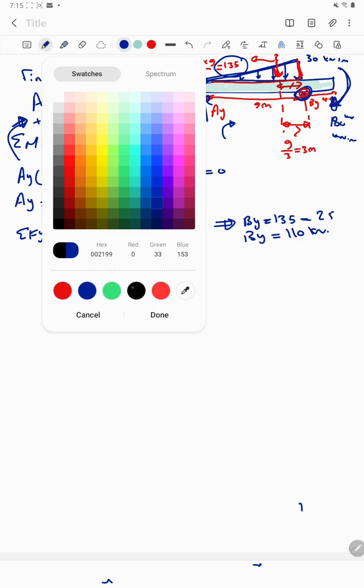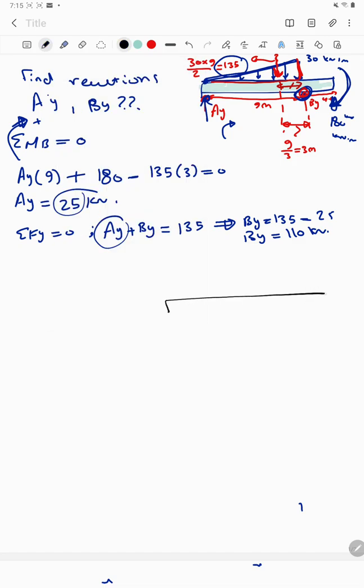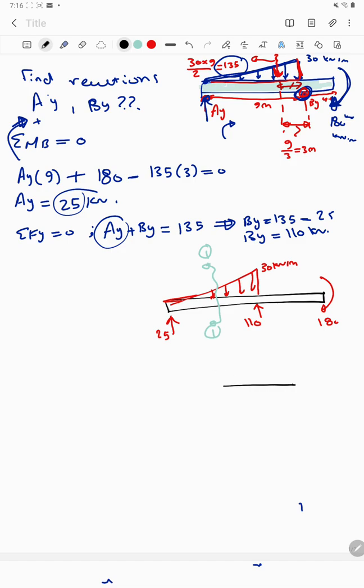After we found the reactions, we are going to draw the beam, and in this case I'm going to put the reactions. We have 25, we have 110, we have the moment 180, and also the loading. So to find the shear and bending moment diagram, we take a section here. Let's call it section 1. We said this one is going to be 30 kN per meter. So section 1, I'm going to put it somewhere here, and this is x, the direction of x.